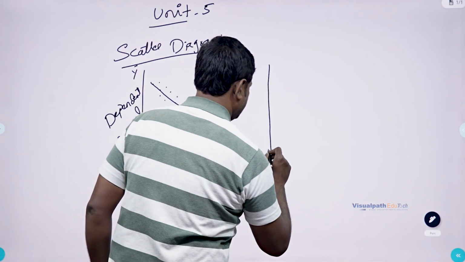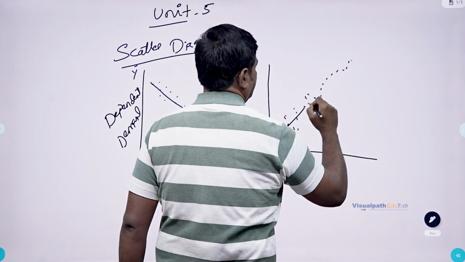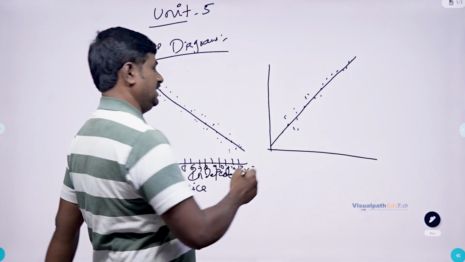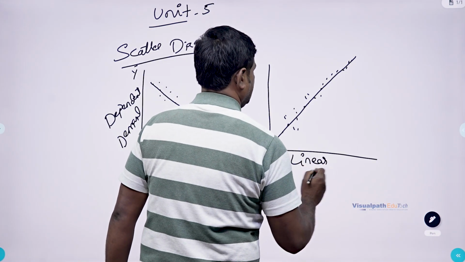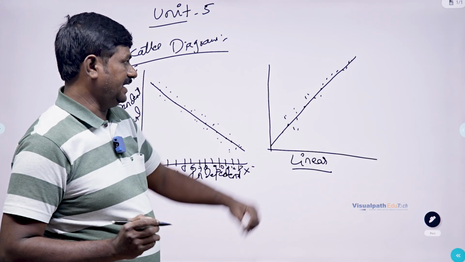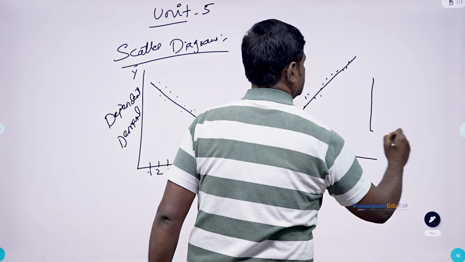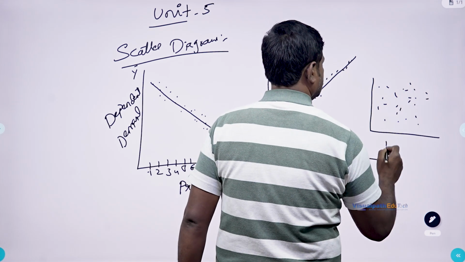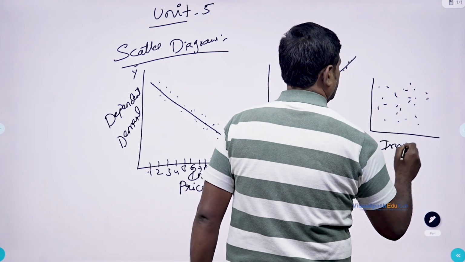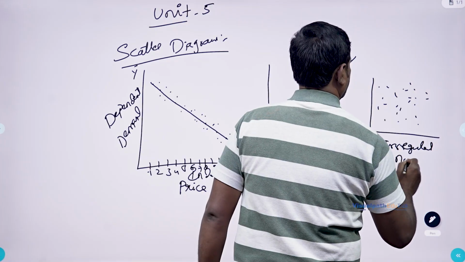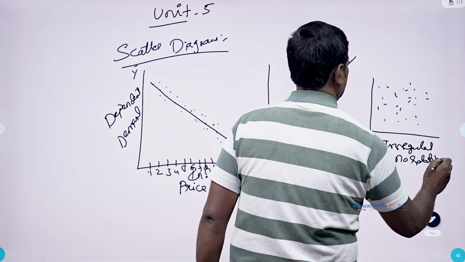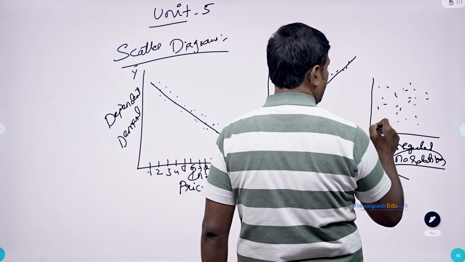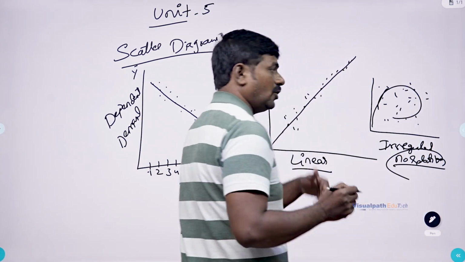Some graphs may be like this, where by adding the different dots we get a line, that is a linear relationship. Some dots may be like this, that is irregular, meaning no relation, because it does not depend on one variable to another, since the dots are all over. We cannot draw a line because of this. We can't draw any line.